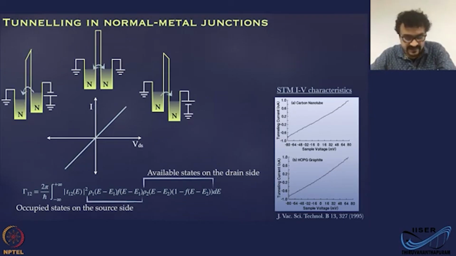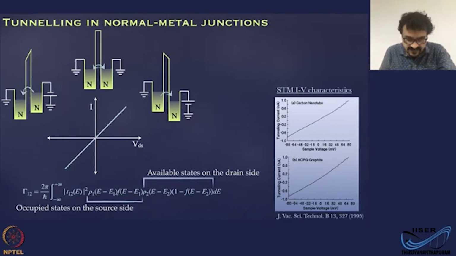So what we have here is two normal metals which are connected by a tunnel barrier. We can consider that a weak tunneling link. And we are interested in the IV characteristics of this junction. Now, tunneling in general is given by this equation for tunnel rate. And if you multiply that by the charge, you will get the tunneling current.